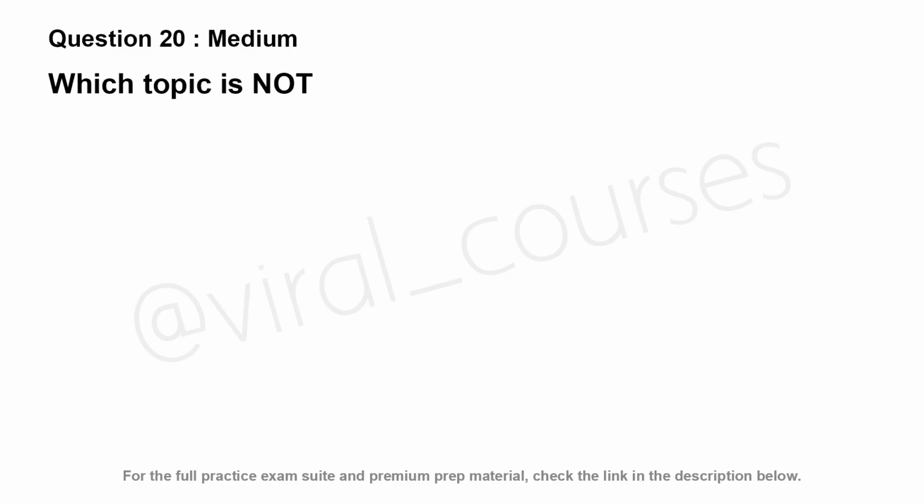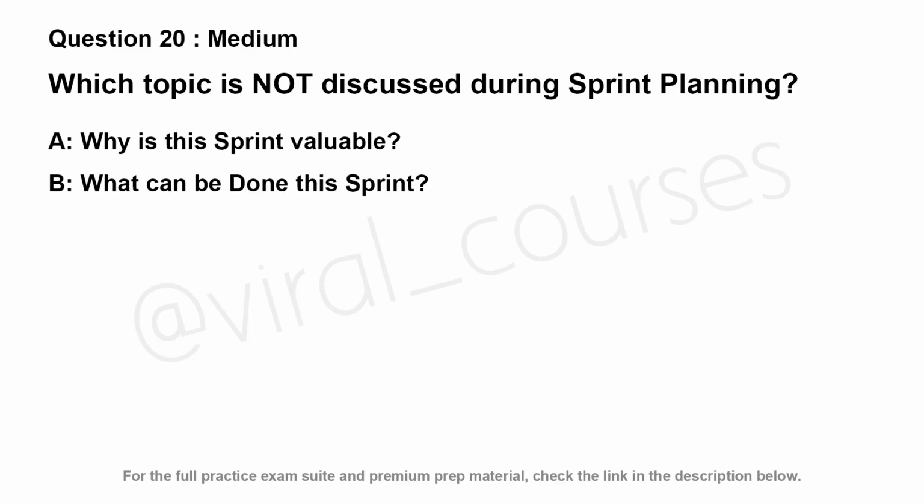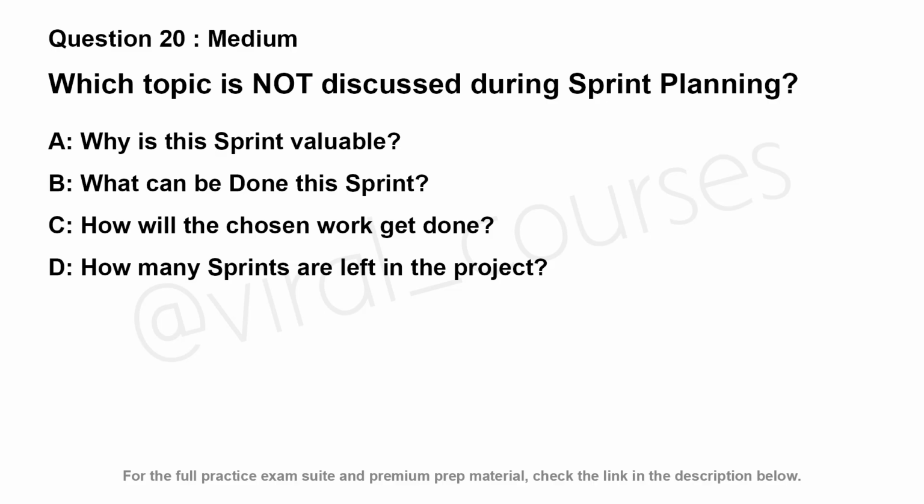Which topic is not discussed during sprint planning? Option A. Why is this sprint valuable? Option B. What can be done this sprint? Option C. How will the chosen work get done? Option D. How many sprints are left in the project?